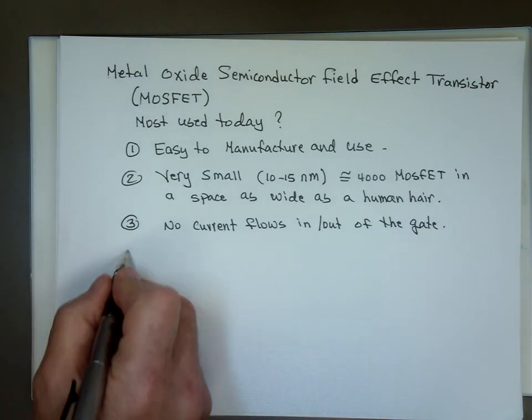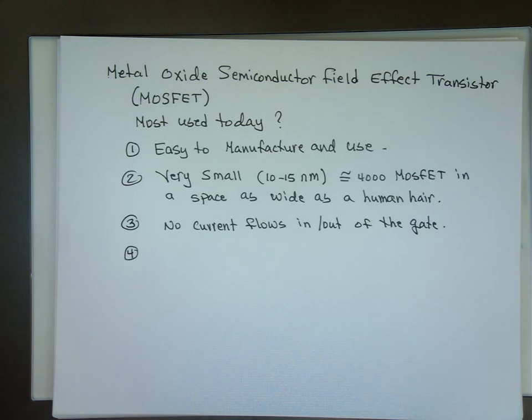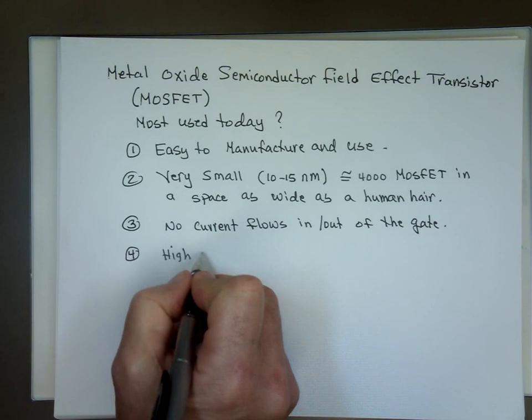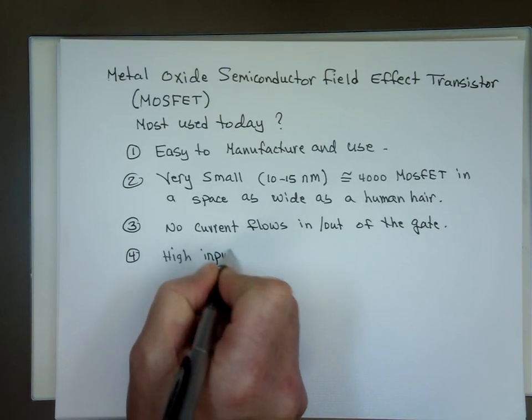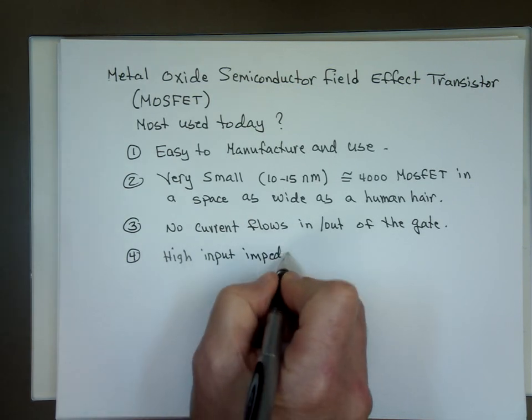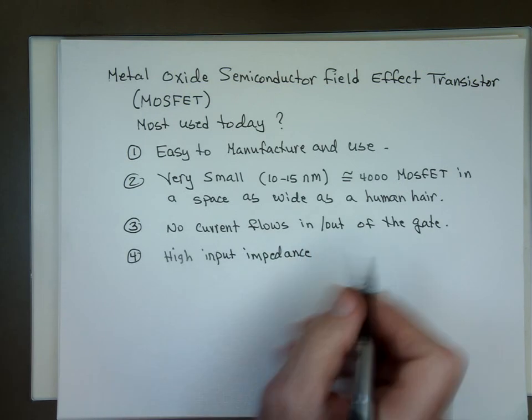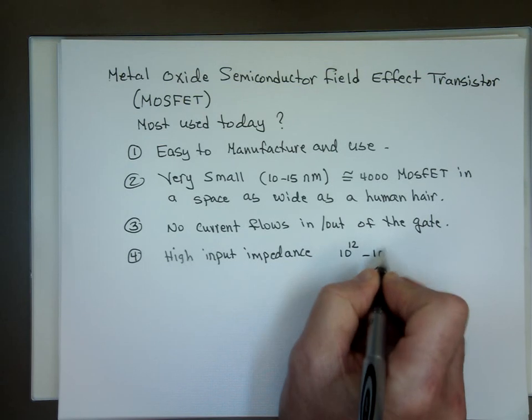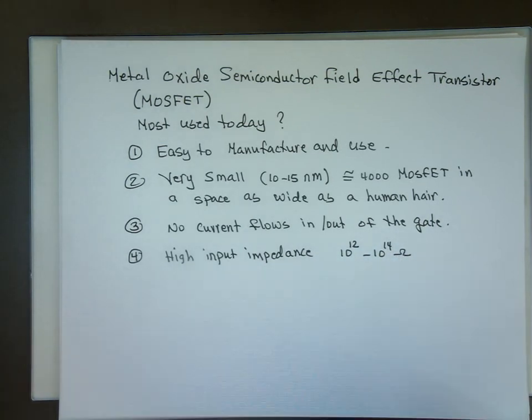And I think the fourth reason why people like to use them is high input impedance. If you measure the resistance of a MOSFET, it's somewhere between 10 to the 12 to 10 to the 14 ohms. That's in trillions of ohms, practically infinite. So that's the reason why they are heavily used in the industry. Now, let's look and see how they make them.